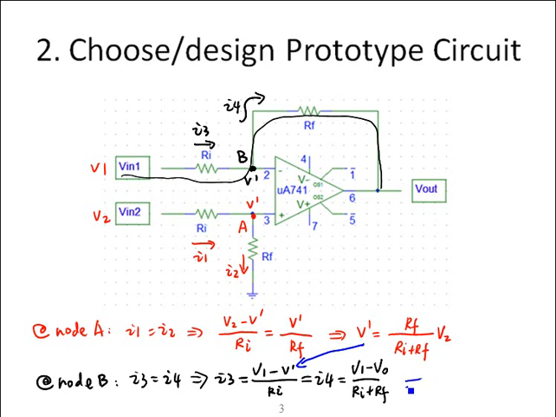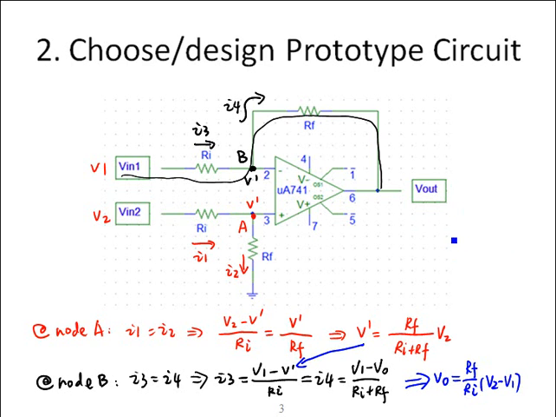Substitute V prime into this second equation, and we could solve for Vout. And the final solution for Vout is: Vout is equal to Rf over Ri times the difference between the two inputs, V2 minus V1.